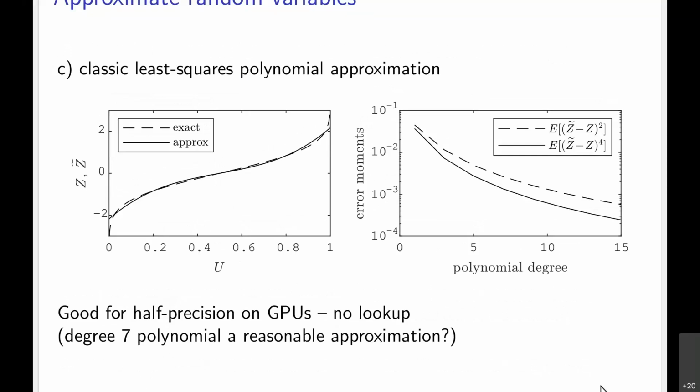And then the last approximation is just a classic least squares polynomial approximation. Now, this isn't going to be very good out at the two tails where it's singular, but it's adequate in the rest of it. And this is nice for GPU implementation with half precision, because there's no lookup table involved at all. So there's no logic to be implemented. But the errors decay relatively slowly with increasing polynomial degree. So it's not a wonderful approximation.